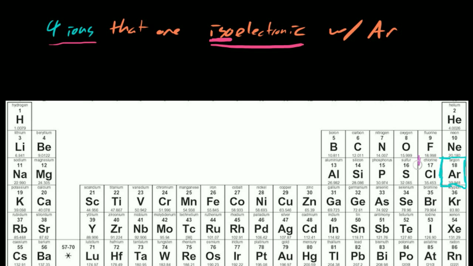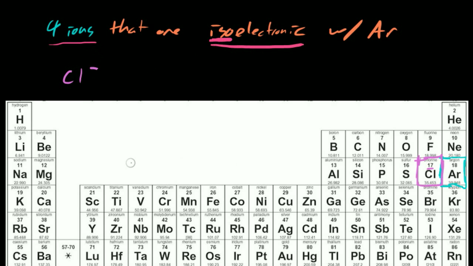So chlorine, how many electrons does chlorine have? The neutral atom of chlorine is going to have 17 electrons, because that's its atomic number, and if it's neutral, it has the same amount of electrons as it does protons. So how many electrons does it have to gain to have the same number as argon? Well, it has to gain 1, so it needs a -1 charge. So one ion that is isoelectronic with argon is the Cl- ion.